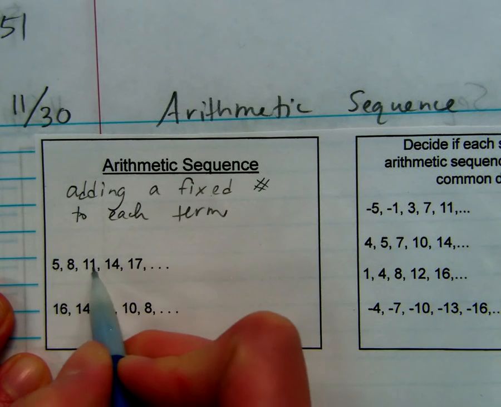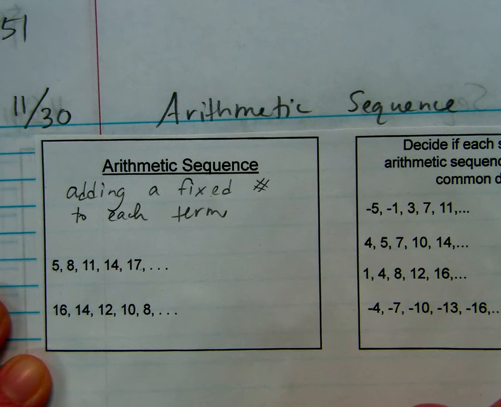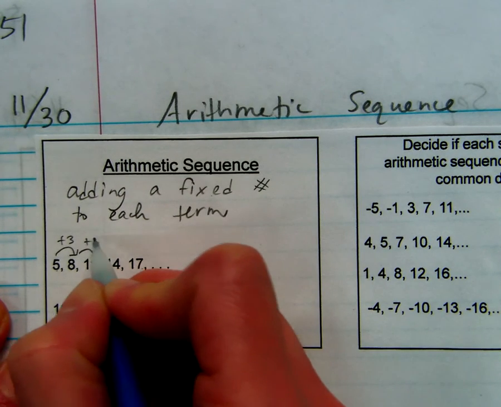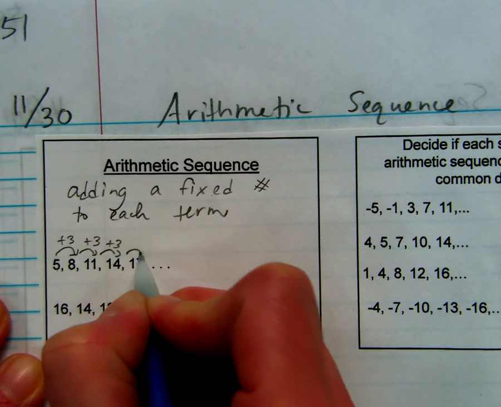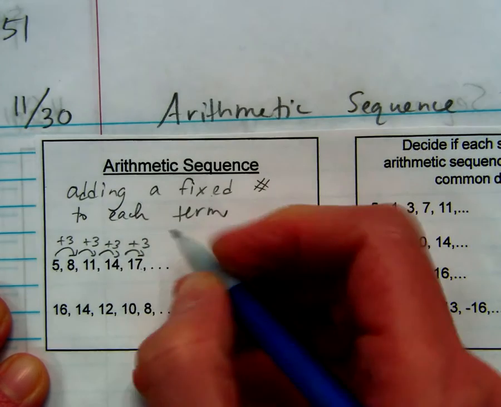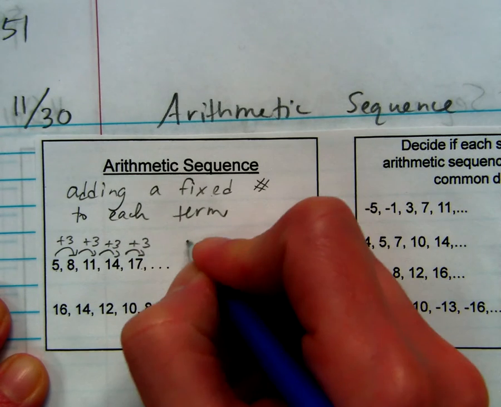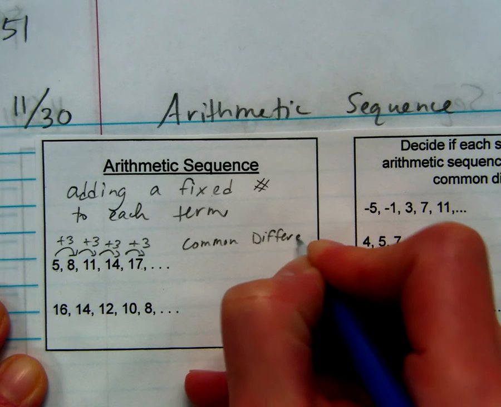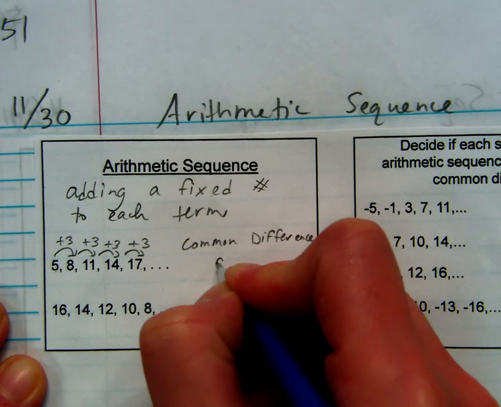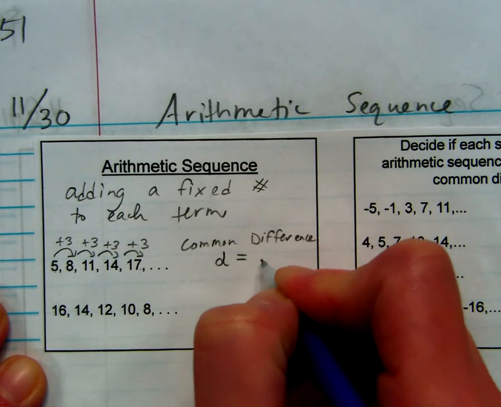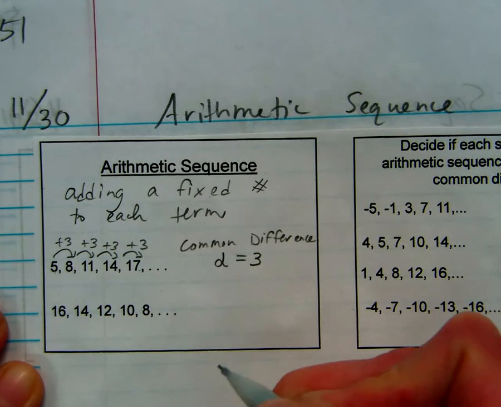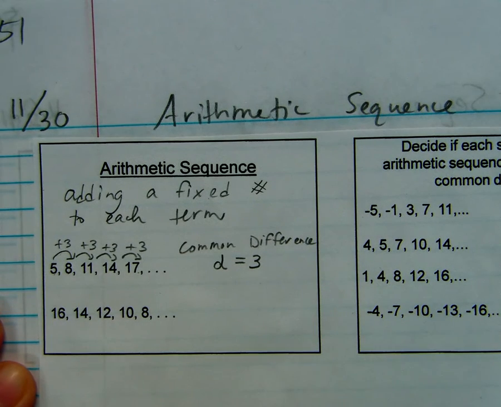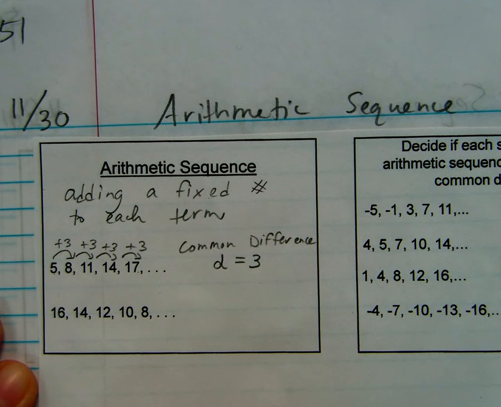So I have 5, 8, 11, 14, 17. What's the pattern? Adding 3. So each time it's going plus 3, plus 3, plus 3, plus 3. And that number that you're adding each time is called the common difference. We do not have to write that every time. They just abbreviate it with a D. So for this one, D equals 3. And it's arithmetic only if you're adding the same number all the way across. If it changes somewhere in the middle, then it is not arithmetic.